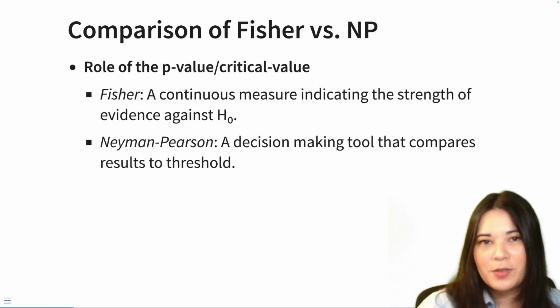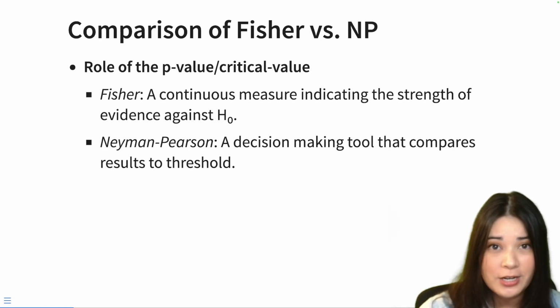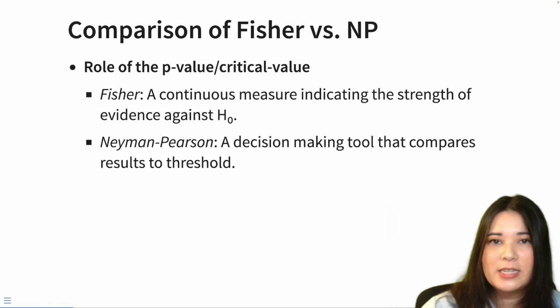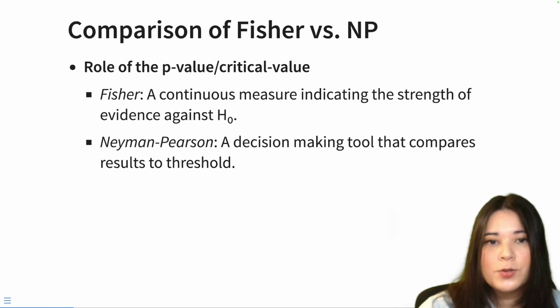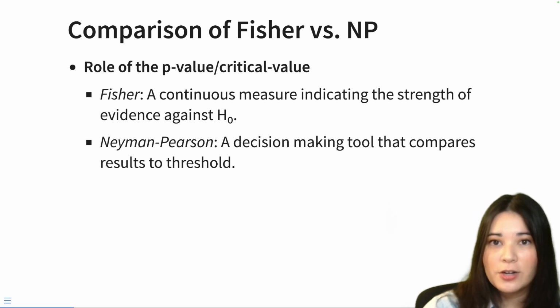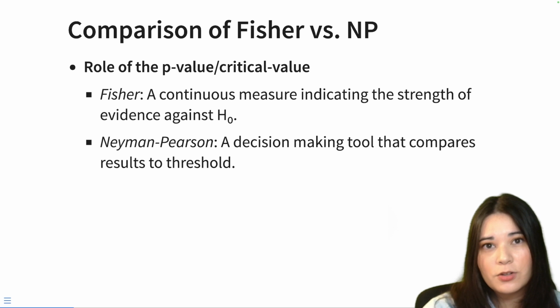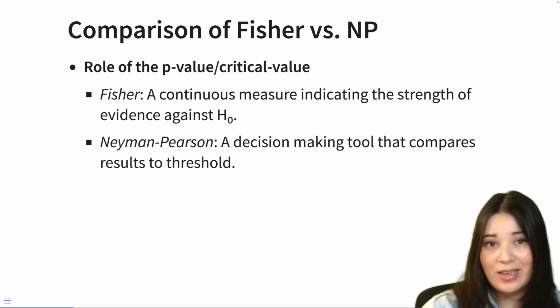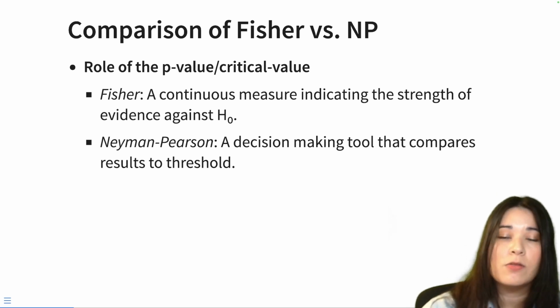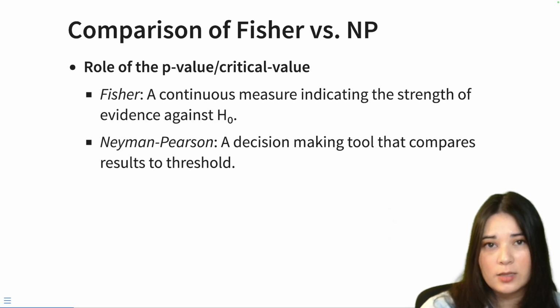All right, so now that we've finished up talking about both Fisherian and Neyman-Pearson hypothesis testing, let's do a quick comparison of them as we close out. So the first thing that I want to talk about is the role of p-values or critical values. In Fisherian hypothesis testing, p-values are used as a continuous measure indicating the strength of evidence we have against the null hypothesis. The smaller your p-value, the stronger your evidence is against the null.